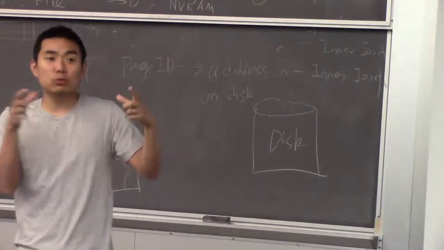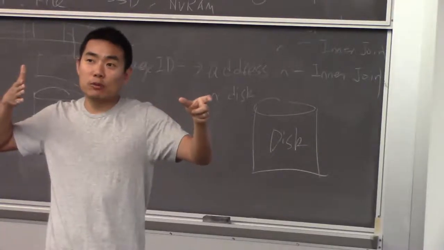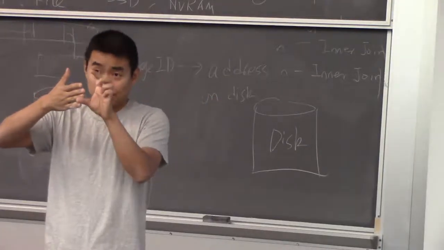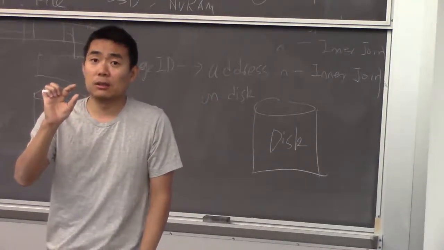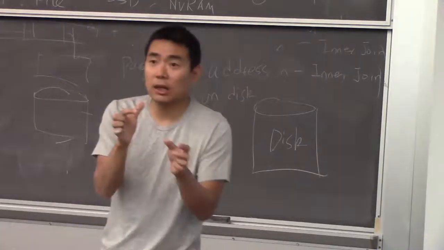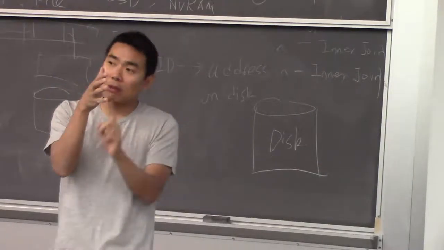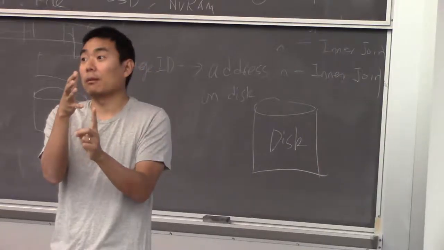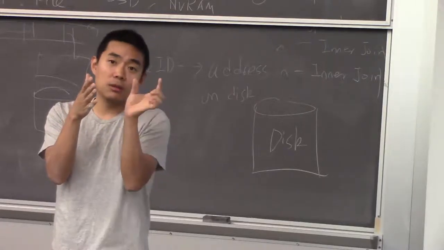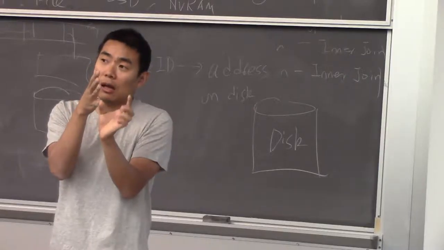If I want to read data on a particular track, what I will do is move the arm assembly so that the head of the arm is aligned to that particular track. But you are not done yet, because the page you try to read from that track may not be right below the head yet. So what you have to do is wait for the disk to rotate until the starting address of that page is right below the head of your arm.